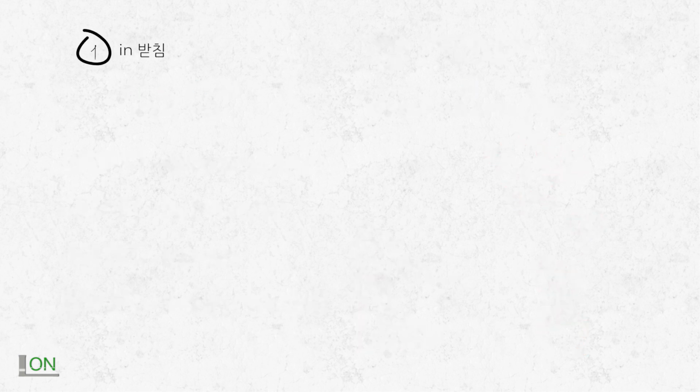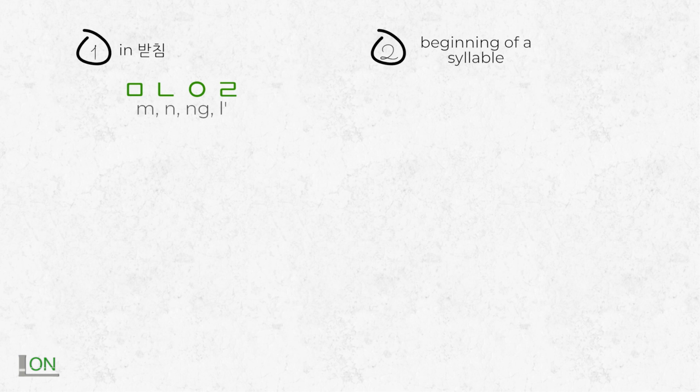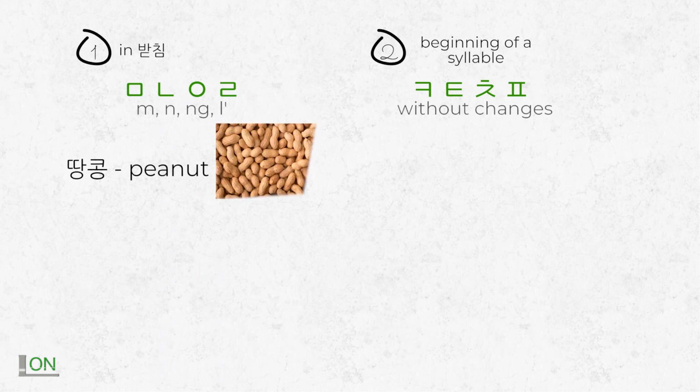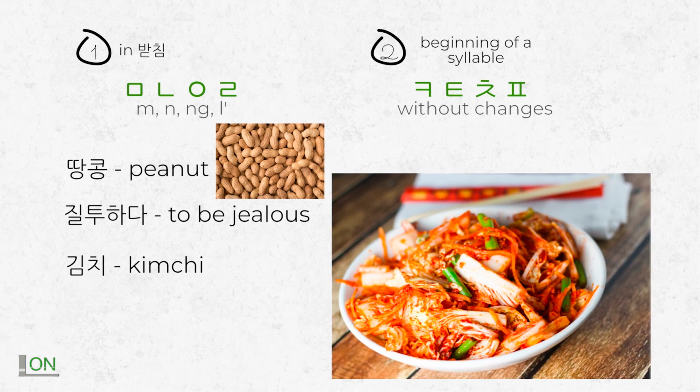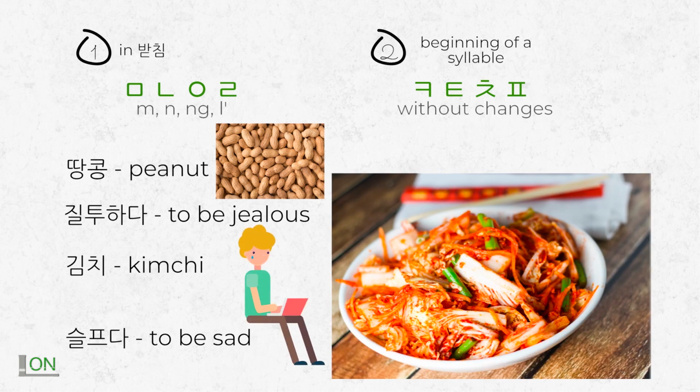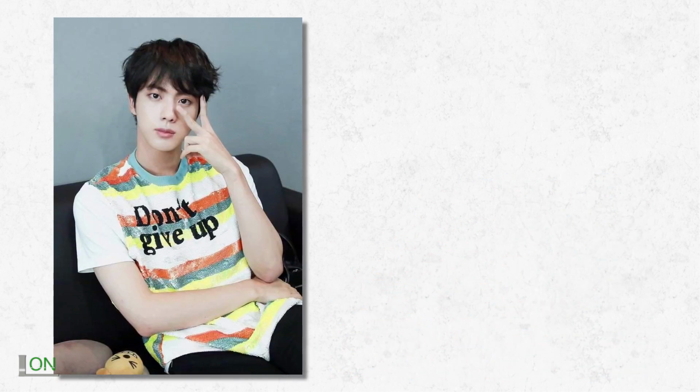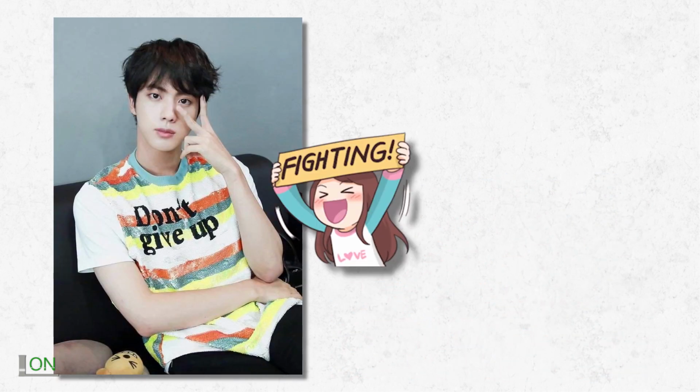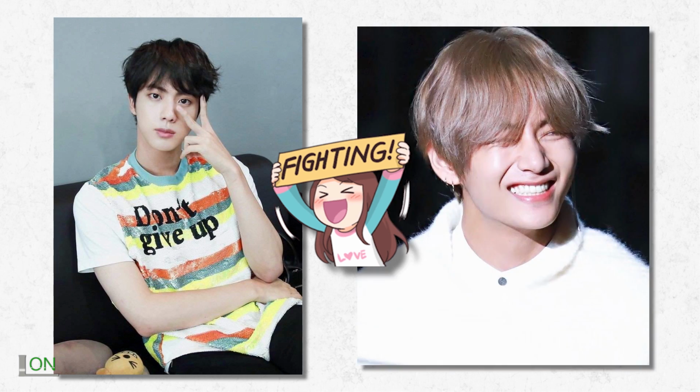So in Pachim, there are letters such as M, N, L. In this case, R is going to be pronounced as L. And at the beginning of a syllable, there are letters K, T, Ch, P. So these K, T, Ch, P are said without any changes. For example, 단군, peanut. 질투하다, to be jealous. 김치, kimchi. 슬프다, to be sad. I know you're so tired. I know you hate Korean so much. And you already want to give up learning Korean, but I promise this is the last slide. Please do not give up.